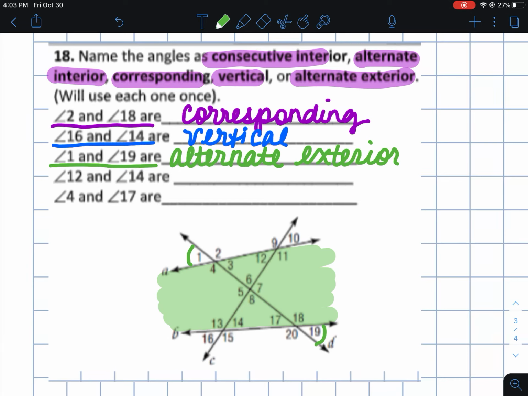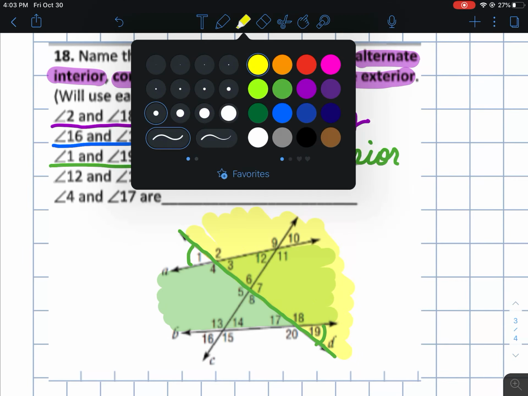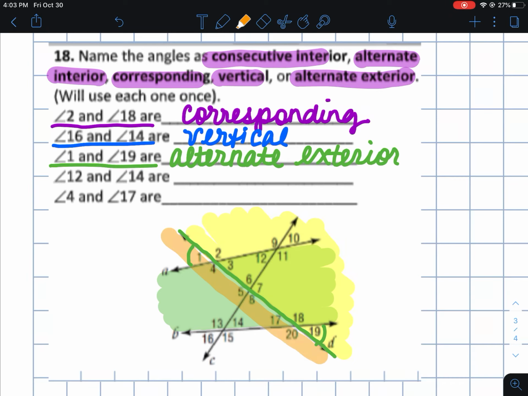Also, just in case, I don't want you guys to get confused. Yes, they're both on the outside, but look, they're on different sides of the transversal. Angle 19 is over here on this side of the transversal, and angle 1 is on this side of the transversal. So that's why it's alternate. I just wanted to make that very clear. Okay, erasing all of that.